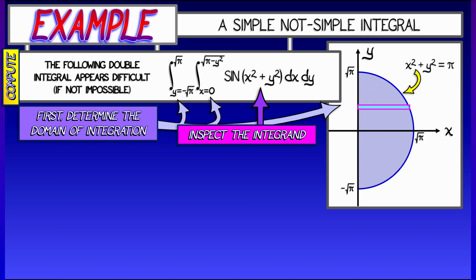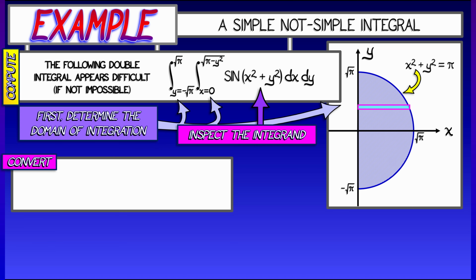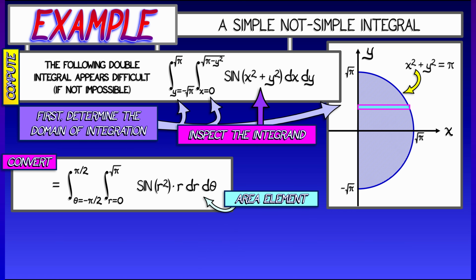Likewise, when we inspect the integrand and we see x squared plus y squared staring right at us, that's like a big flashing red light to use polar coordinates, because that x squared plus y squared transforms to r squared. So you're really integrating sine of r squared. The limits of integration become really simple. The radial coordinate, r, goes from 0 to root pi. The angular coordinate, theta, goes from minus pi over 2 to pi over 2. And the area element, dx dy, transforms to r dr d theta.